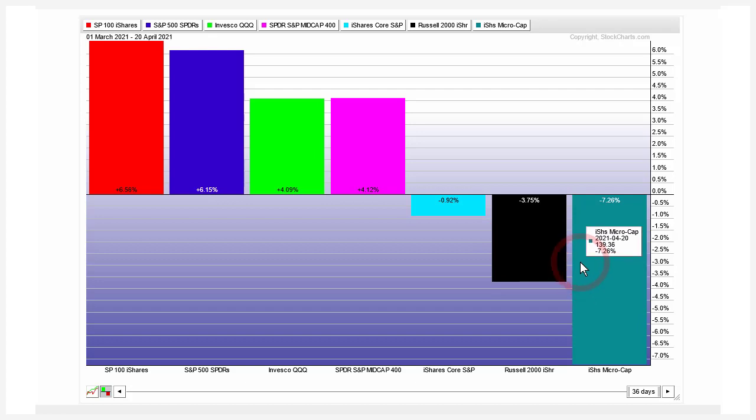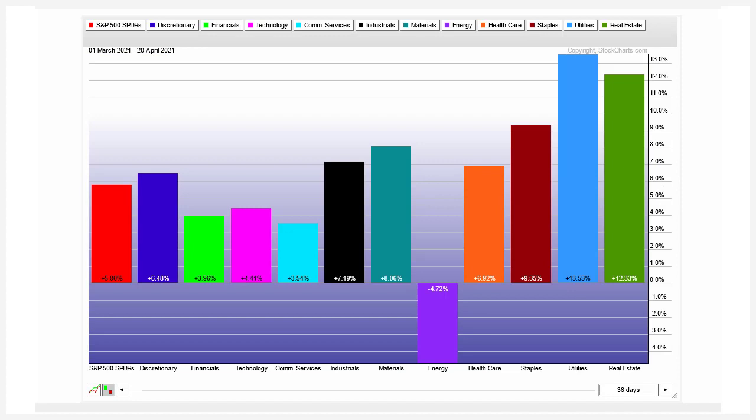In addition to that, we're also seeing money move into the defensive sectors. So here is a sector perf chart, and this goes back to the beginning of March here. And look at the leading sectors. We have staples, we have utilities, and we have REITs. They are all up more than these offensive sectors over this period.